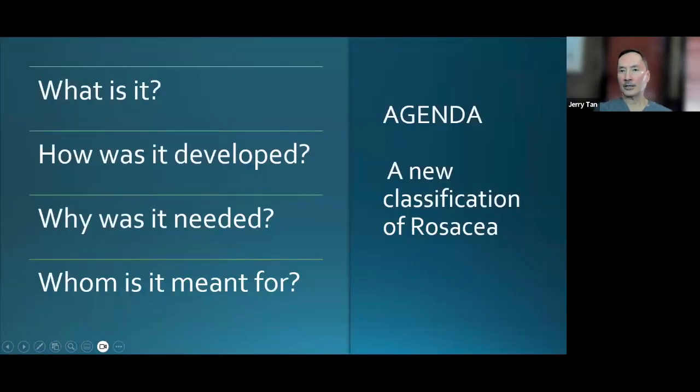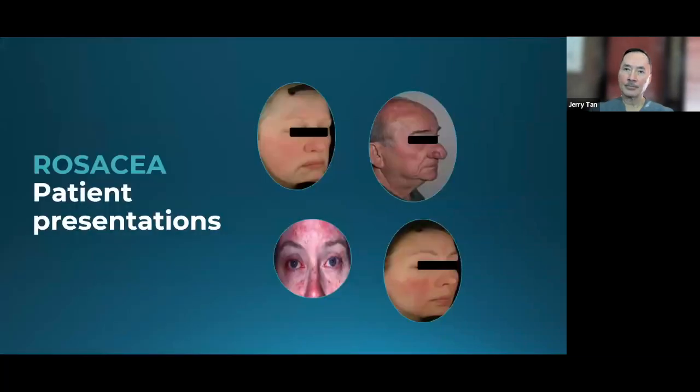Let's talk about the agenda. What is this new classification system? How was it developed? Why was it needed? And whom is it meant for?